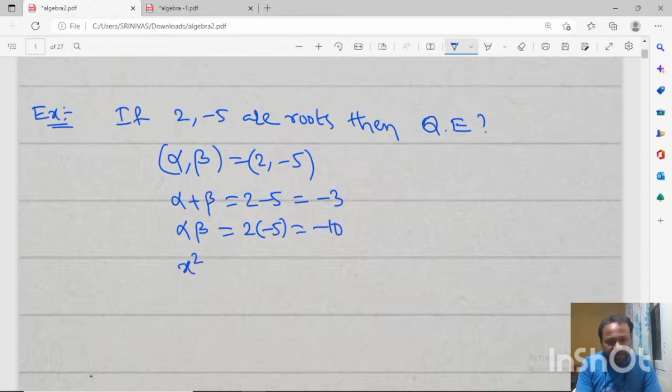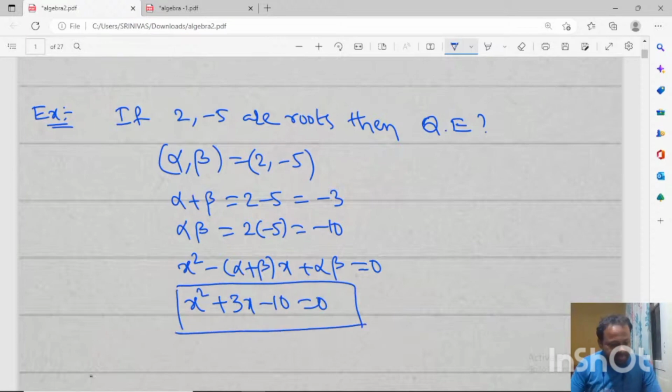So x square minus (alpha plus beta) into x plus alpha beta is equal to 0. So the answer will be x square plus 3x minus 10 is equal to 0. This will be the answer: x square plus 3x minus 10 is equal to 0.